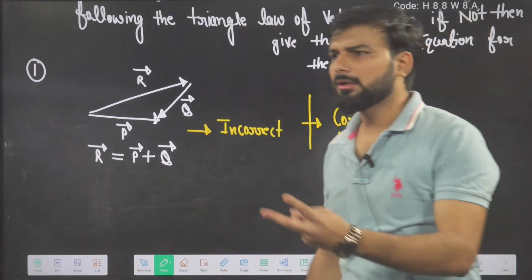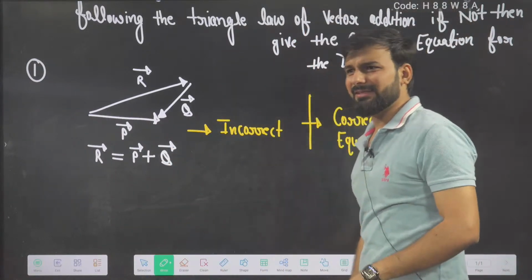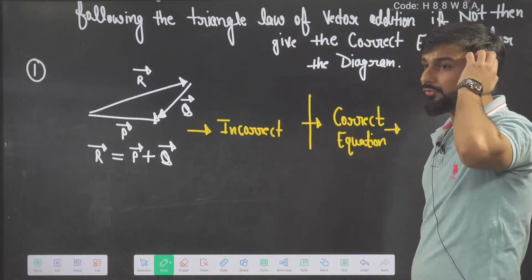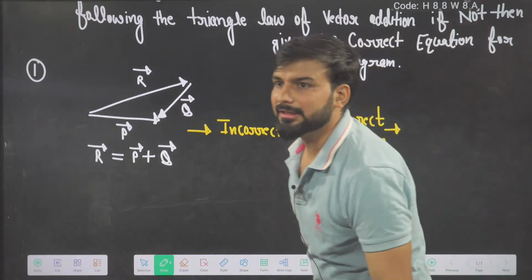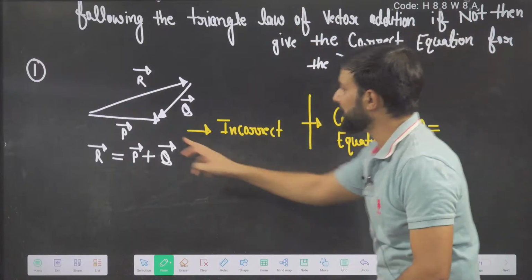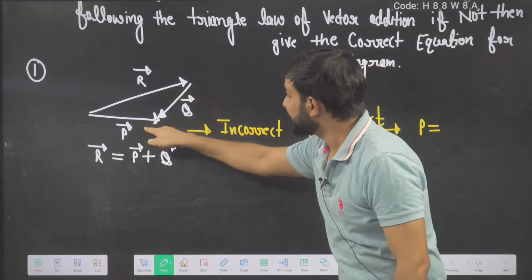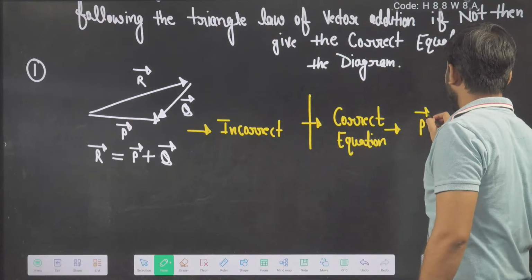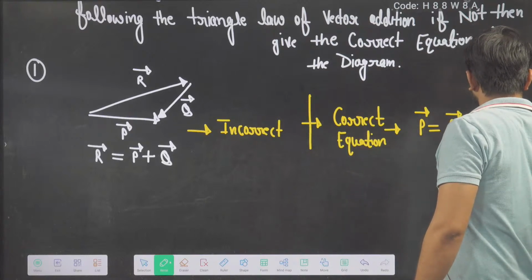Yes beta. I will ask one or two easy problems, then I will leave the class. Don't worry, next class we will study how to find the magnitude. Tell me the answer here. Correct equation: P is equal to R plus Q. Very good. P is the resultant, so P is the sum of R vector plus Q vector. Very good.